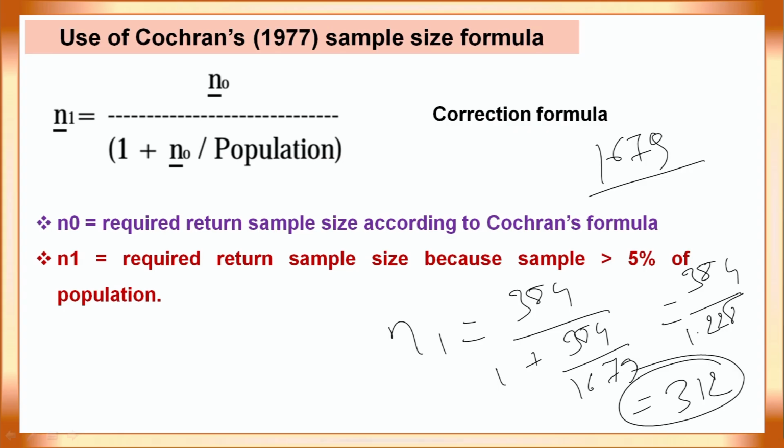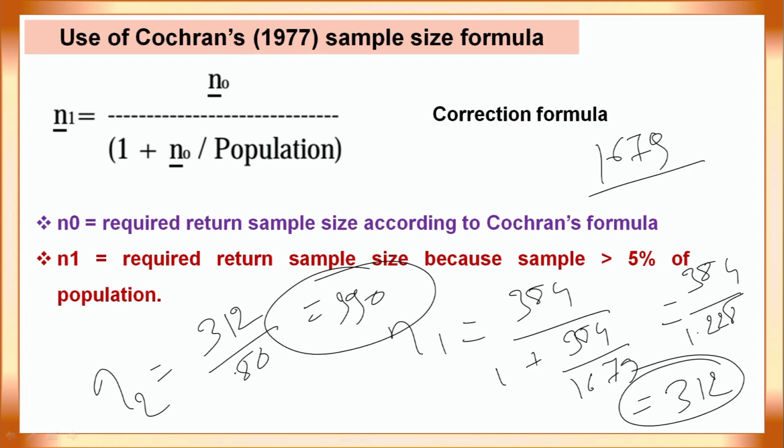Okay. So now after this you have to adjust for other factors, like one of the factors is the response rate. Okay. So again, if you go the similar way, there will be 80% response rate. So around 390. So that will be your required sample size in case of the categorical data. Okay. 384, and then after correcting, 312 and 390.